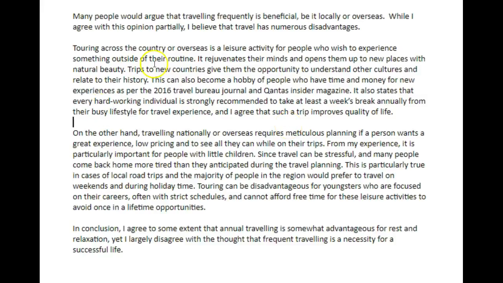But you have supported your ideas with examples in this one, but not so much in this one. But also, this goes on to talk about the people who cannot travel regularly, rather than talking about the disadvantages of travel itself.